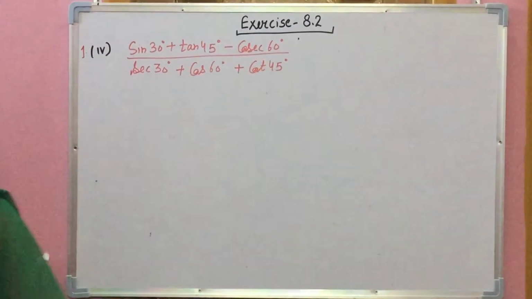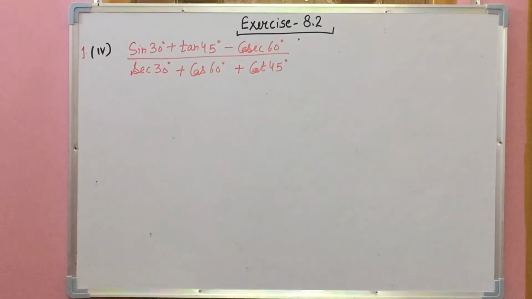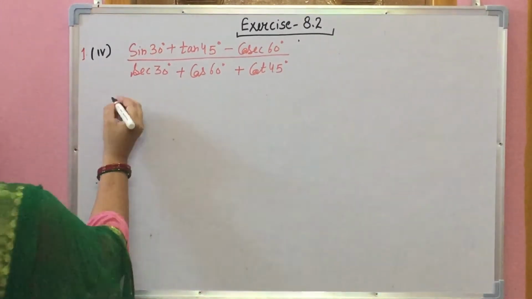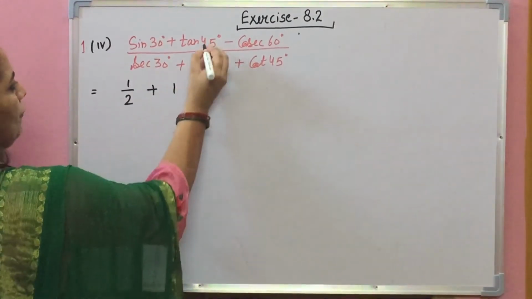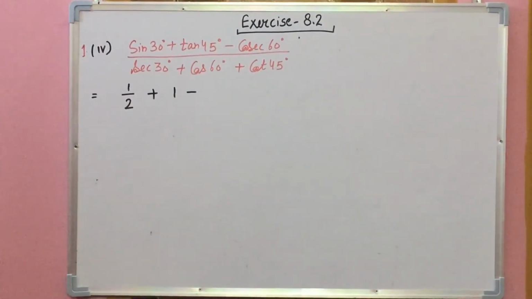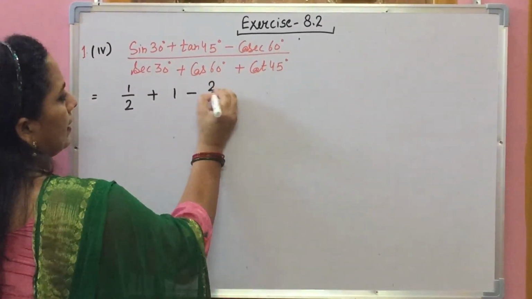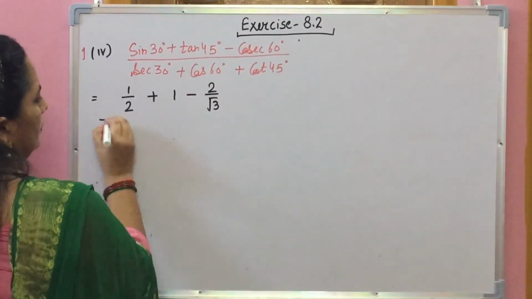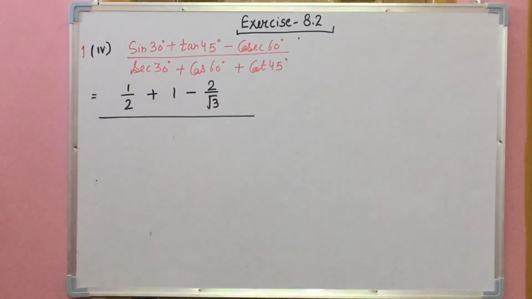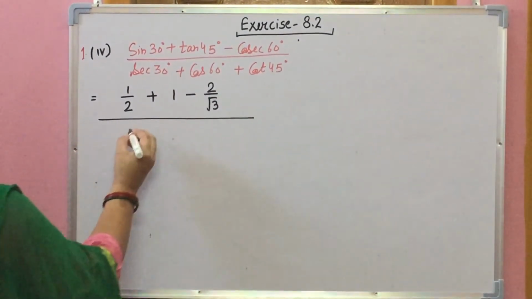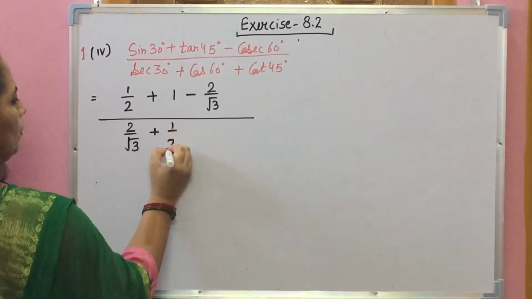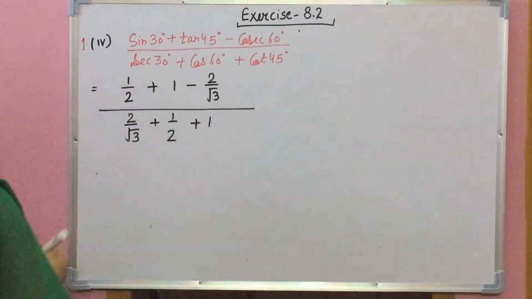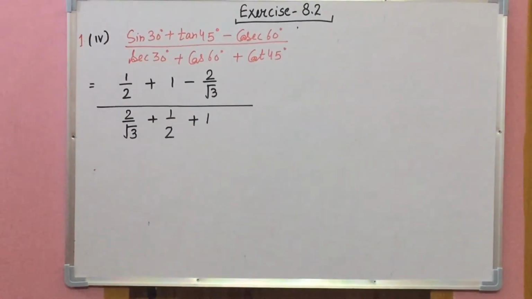So first of all, find out the value of this term from the table. Sin 30. Sin 30 is equal to 1 by 2. From the table we have the value of this term is 1 by 2. Tangent 45, this is 1. Cosecant 60, reciprocal of sin 60. In the denominator, secant 30, reciprocal of cos 30. Cos 60, 1 by 2. Cot 45, this is 1. Now we will do the further solution.